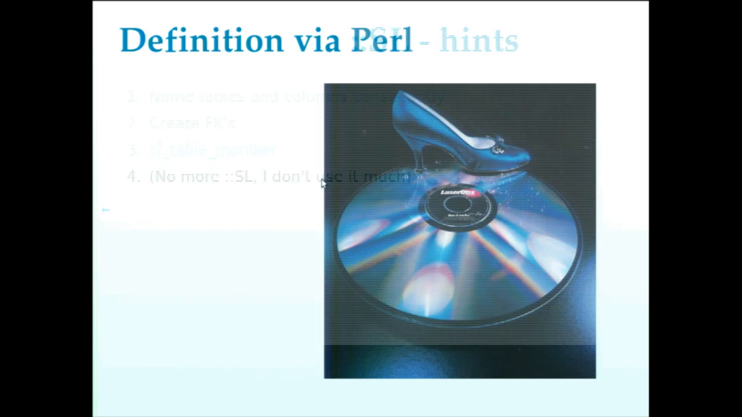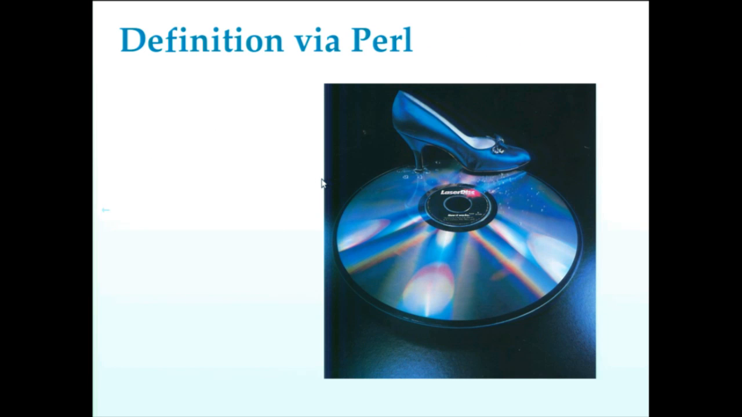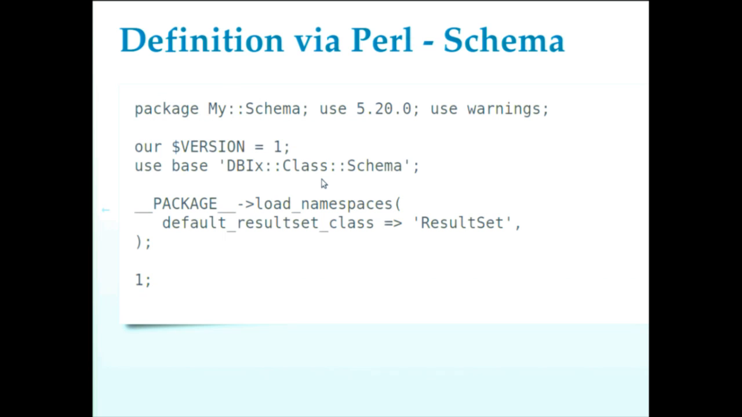All right. Okay, definition via Perl. This is the way I like to do it. I think defining it with Perl gives you a lot more flexibility. So for one, you have the schema. This, again, represents the database. It's good to put high-level methods in the schema. You might have a method that touches three or four tables. It makes sense to put it in the schema versus the result or result set. There's almost nothing in the default schema. So this is it.